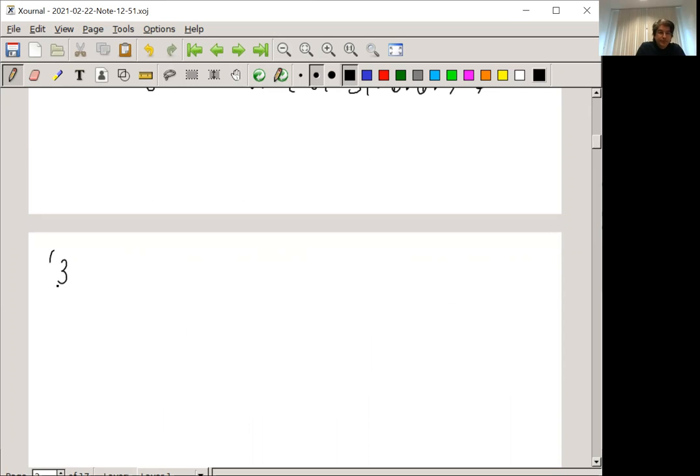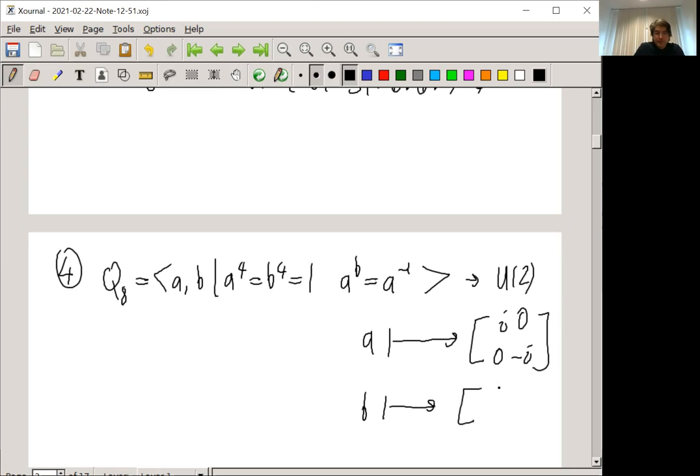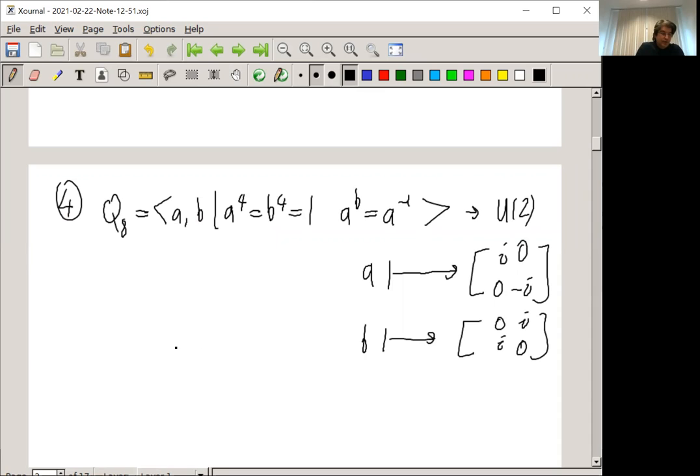So for example, let me give an example. Okay, so let's say we have Q8 generated by A and B such that A^4, B^4 equals 1, and then the conjugate of A with B is A inverse. Then you can send this to the two-dimensional unitary group, by sending A to the matrix (i, 0; 0, -i), and B to (0, i; i, 0). And this gives a free action of Q8 on S^3.